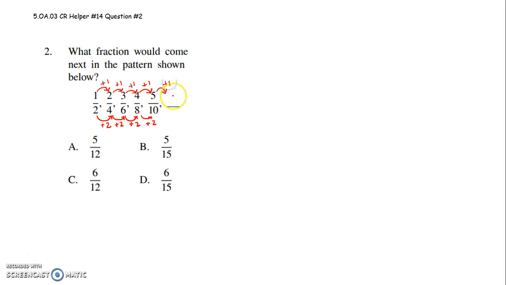5 plus 1 is 6. 10 plus 2 is 12. So it's 6/12. But now let me just show you something. If you have 1/2, that's actually the same as 2/4. 1/2 is totally the same as 2/4.